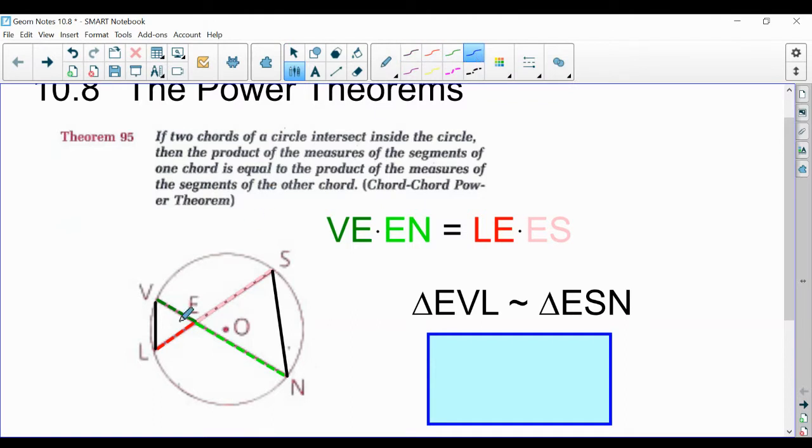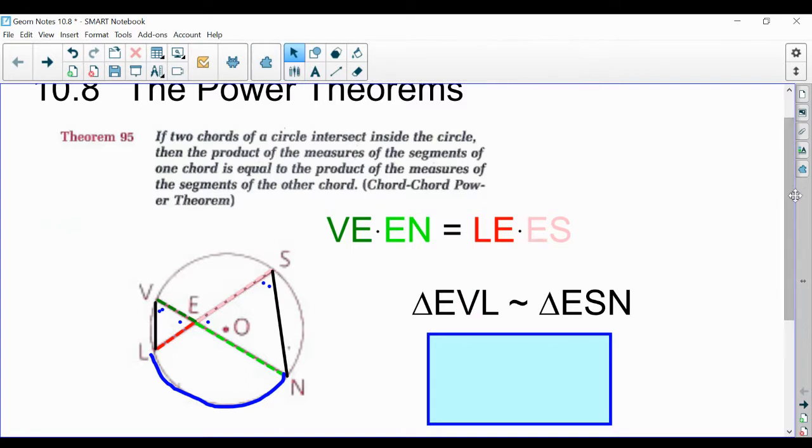Well, certainly they have the vertical angles here. Those two angles are congruent. And then if you notice, angle V intercepts arc LN. So whatever LN is, V is half of it. What angle also intercepts LN? Angle S does. So angle V and angle S are inscribed angles that are both intercepting arc LN. So they are half of the same arc, which means they're congruent. So by angle, we get that triangle EVL is similar to triangle ESN.